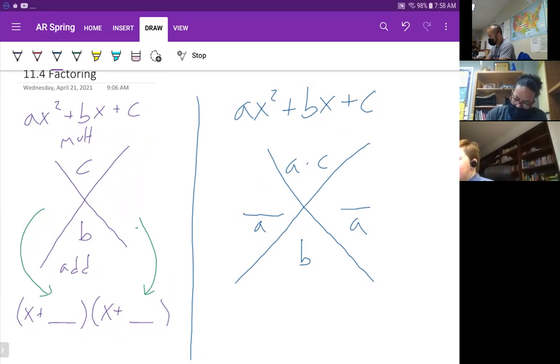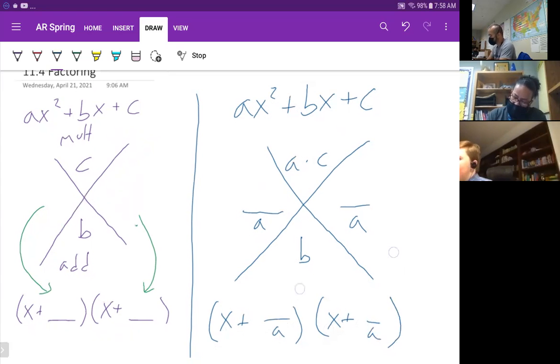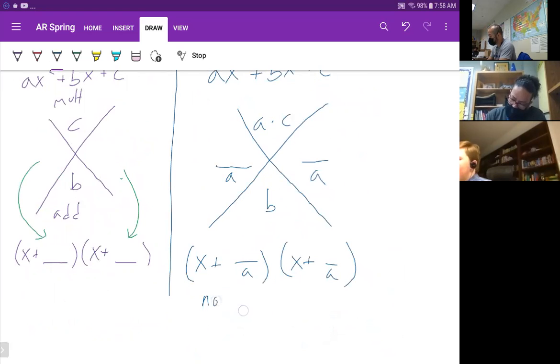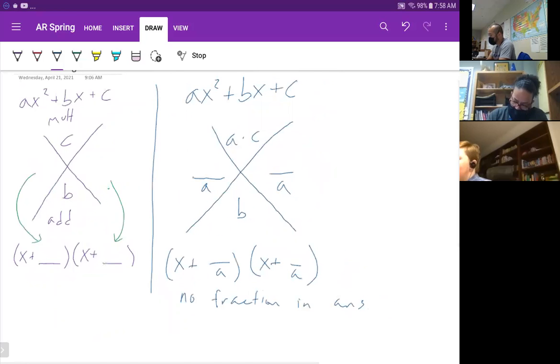And then same thing here. So your answers will be x plus whatever over a and x plus whatever over a. And then you have to make sure you simplify those so there's no fraction. No fraction in answer. Okay, so one example of each, and then that's it.